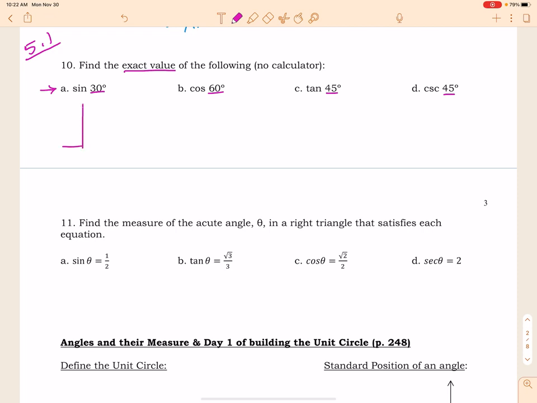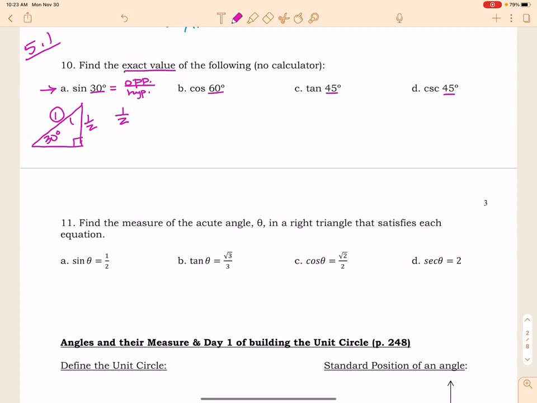So when I consider a special right triangle here with a hypotenuse of 1, that means that sine 30, remember, is opposite over hypotenuse. So when my hypotenuse is 1, the side across from the small angle is 1/2. So the sine of 30 degrees is opposite over hypotenuse, so 1/2 over 1. So 1/2 is the answer to this.